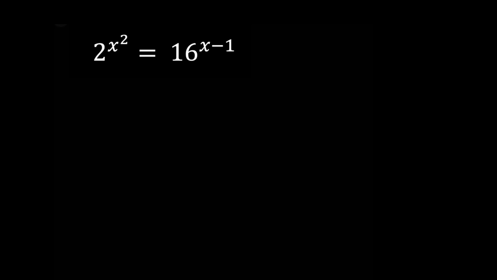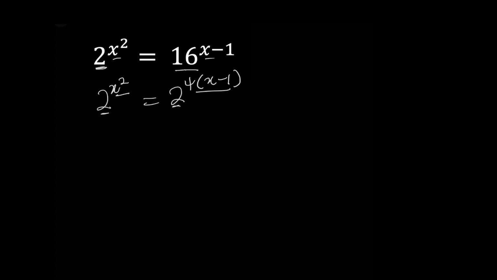So to make things easier, if the bases are the same, then that means the powers too must be the same. So if the bases are the same, we can equate the exponents. So over here we have 2 exponent x squared equals, now we can rewrite 16 as 2 to the power 4, because 2 to the power 4 is given as 16. Then we bring this, but we put this in brackets, okay? So x minus 1. So now we have the bases being equal. So that means the exponents must be equal.